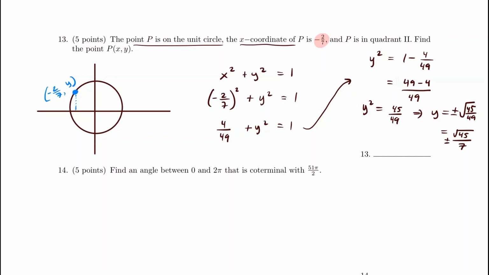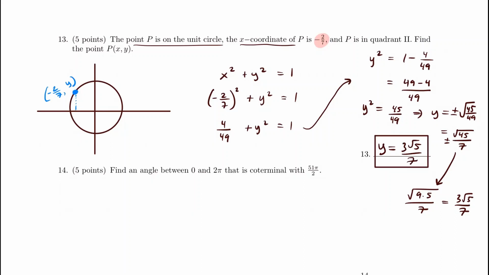Now, since it's in the second quadrant, the y-coordinate is positive. So we'll take the positive square root of 45 over 7. Now, 45, I can simplify that. So this can be simplified as the square root of 9 times 5 over 7. And then the square root of 9 is 3. So we can reduce that further into 3 square root of 5 over 7. So the y-coordinate is going to be the positive 3 square root of 5 over 7. So that will be the y-coordinate of this point.